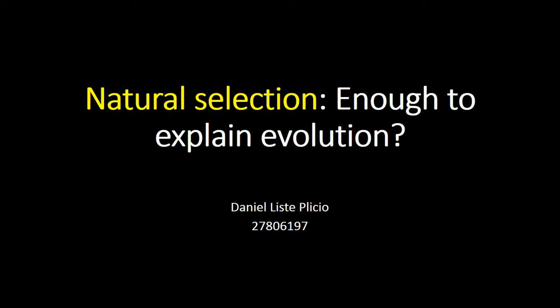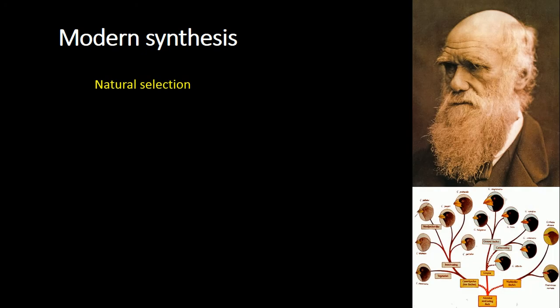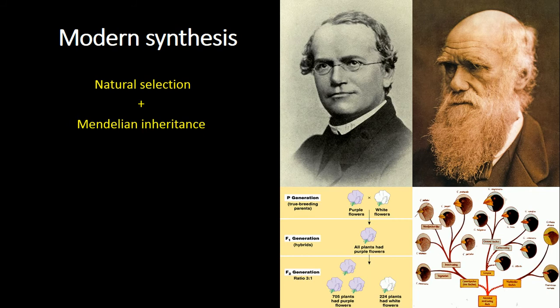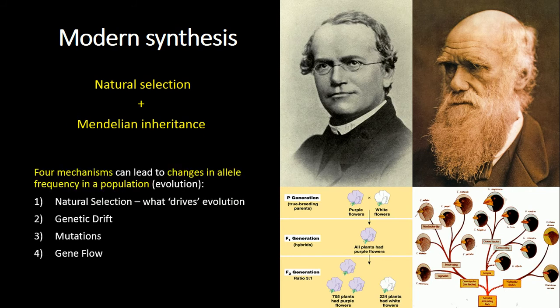Natural selection. Is it enough to explain evolution? The modern synthesis has long been the central paradigm of biology, seeking to explain how evolution occurs. It takes Darwinian natural selection and combines it with Mendelian inheritance to try and explain how evolution occurs. It suggests that there are four mechanisms by which evolution can occur.